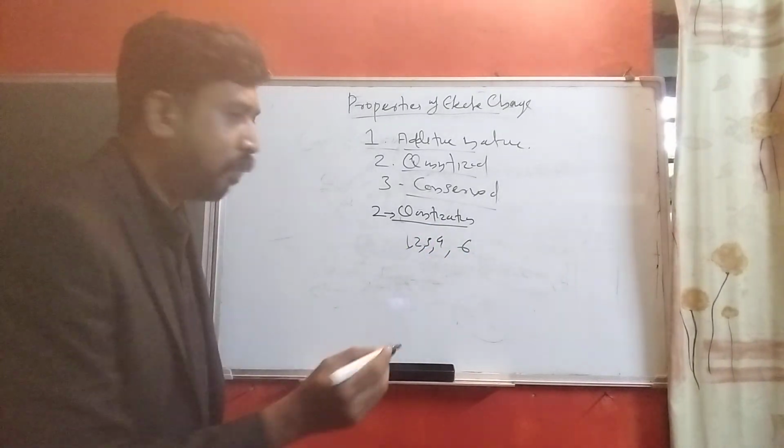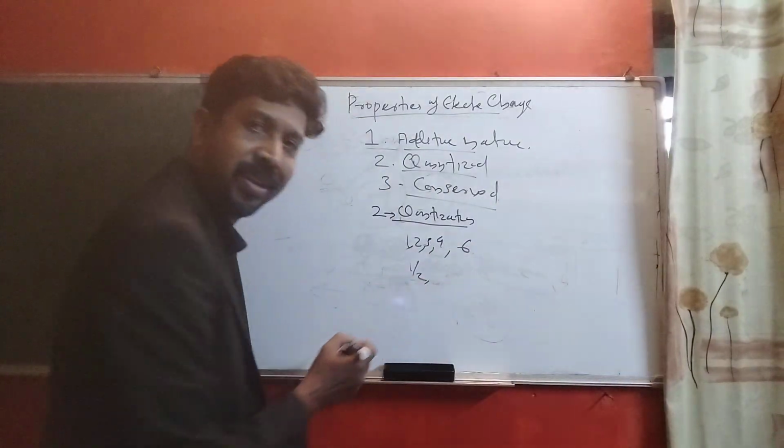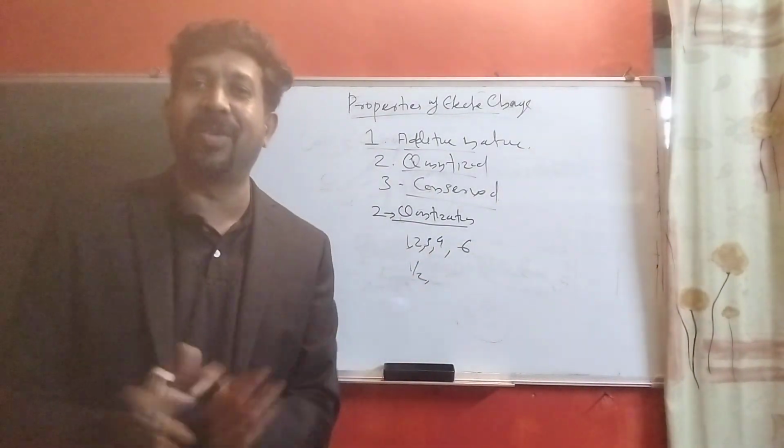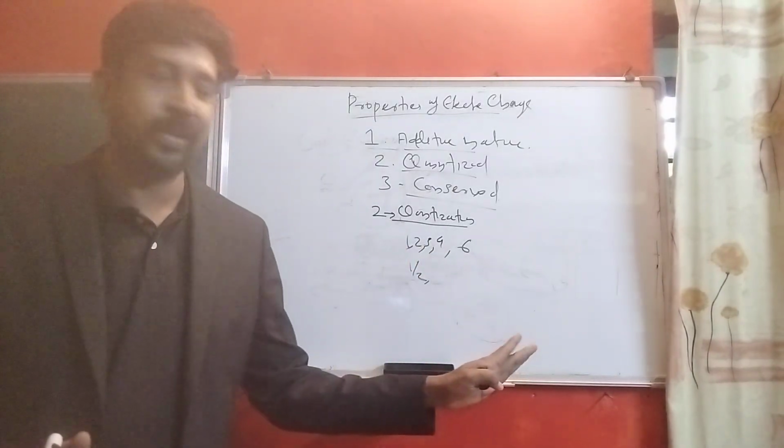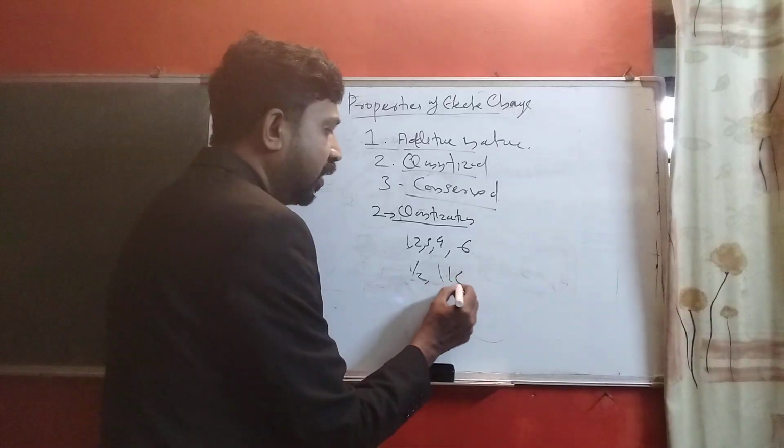Do you know if half a run is possible? No, half a run is not possible. Runs are 1, 2, 3, 4, and 6. Is 1.5 run possible?